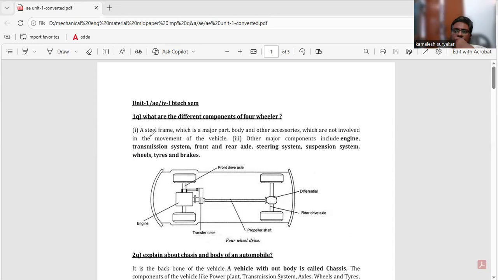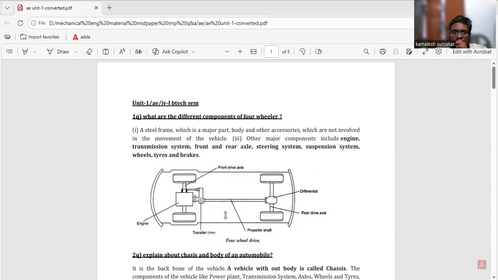Just I will take some important 10 questions. So here the first question is, you can see here. So the first question I'm taking: what are the different components of the four-wheeler? You can see what are the different components you are taking here. A steel frame is nothing but a component of a four-wheeler.